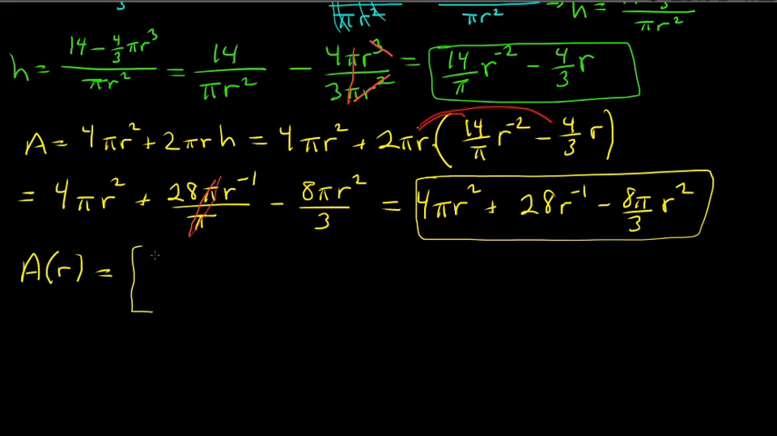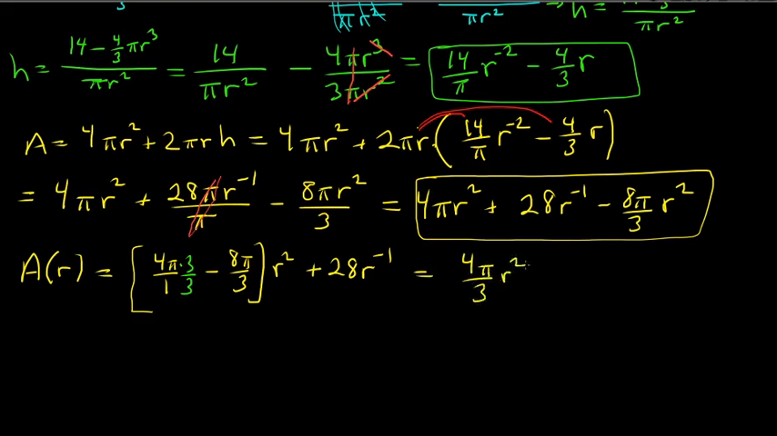So can we do that? So 4 pi over 1 minus 8 pi over 3, all times r squared, and then plus 28 times r to the negative 1. Again, maybe not necessary, but look, common denominator here is 3. So we get 12 pi over 3 minus 8 pi over 3 is 4 pi over 3 times r squared plus 28 times r to the negative 1.